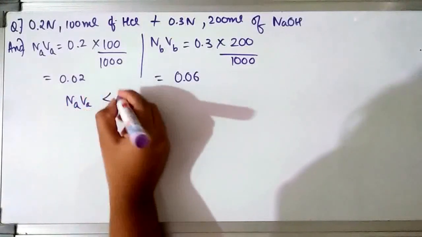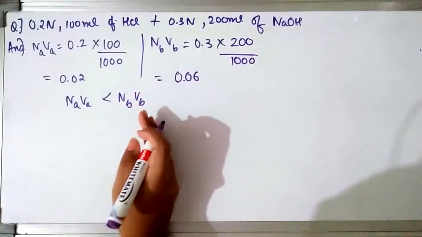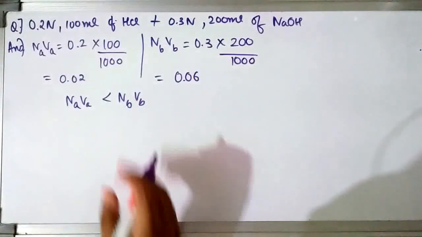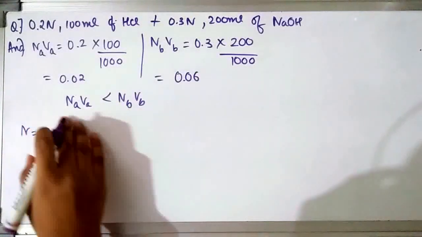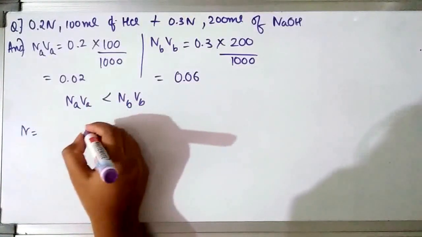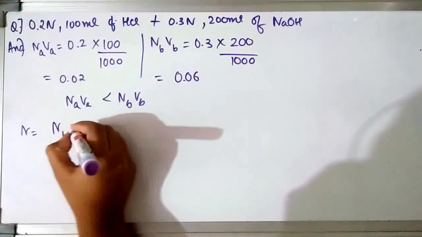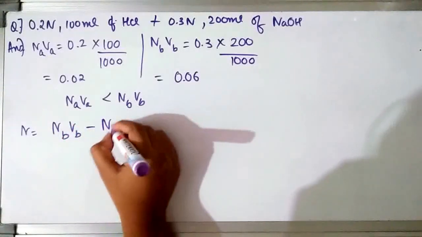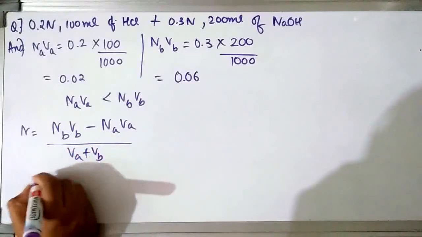So the gram equivalent of the base is greater than the gram equivalent of the acid, because 0.06 is greater than 0.02. So we are going to put the formula accordingly. We are going to subtract NaVa from NbVb, so we use the formula (NbVb minus NaVa) by (Va plus Vb).